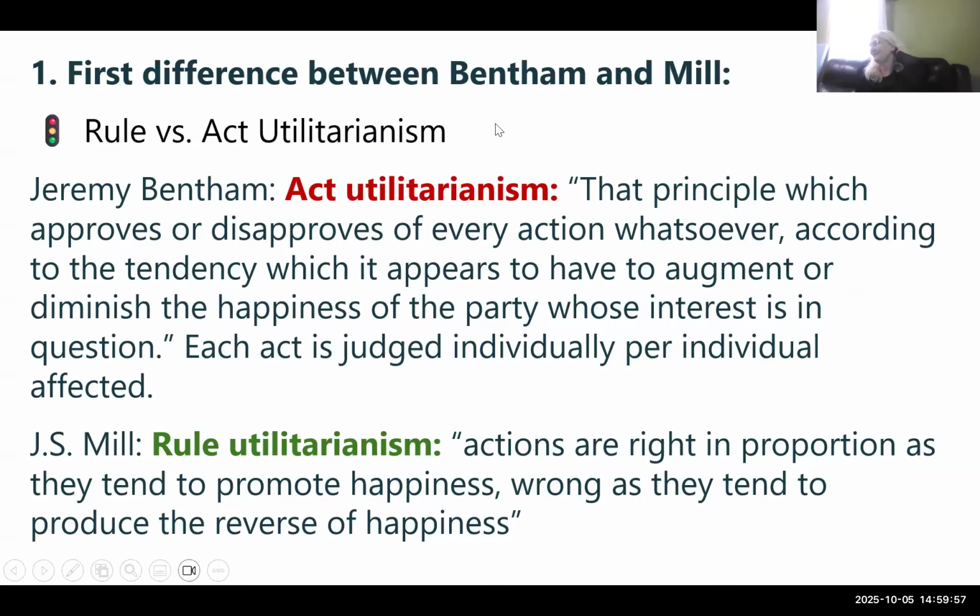Okay. Now I'm going to go through multiple differences between Bentham and Mill. And I'm going to start with the most important first. Bentham is what we call an act utilitarian, which means each act is judged individually per the individuals affected. Okay, so we don't think generally, is this a good thing to do? Does it promote happiness? That's what rule utilitarianism, Mill's theory, does.